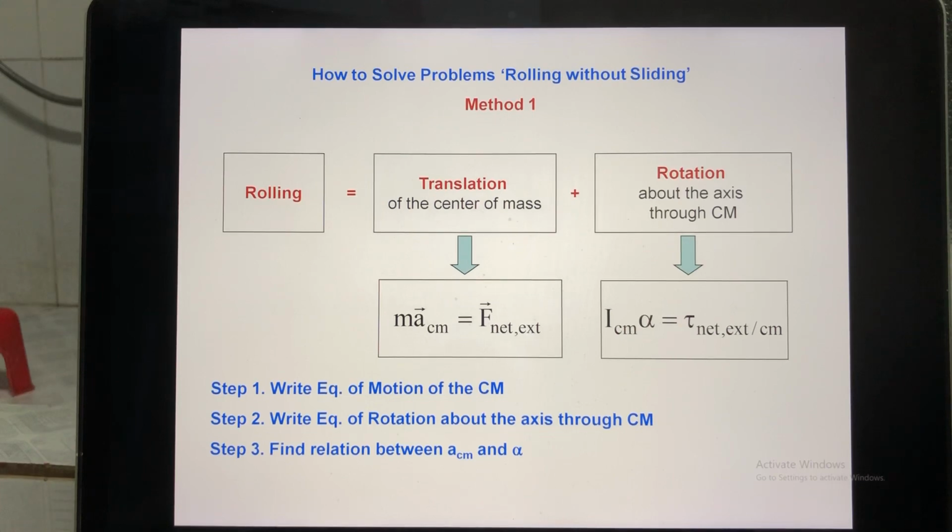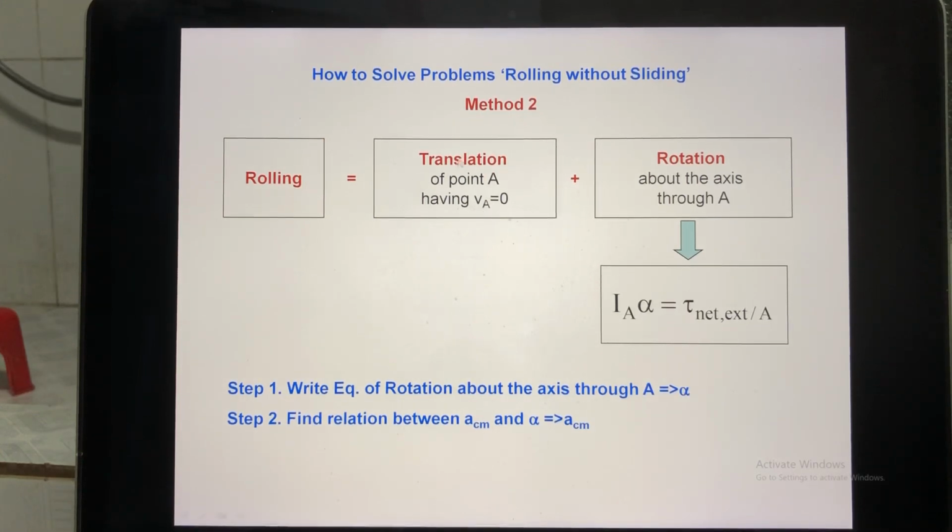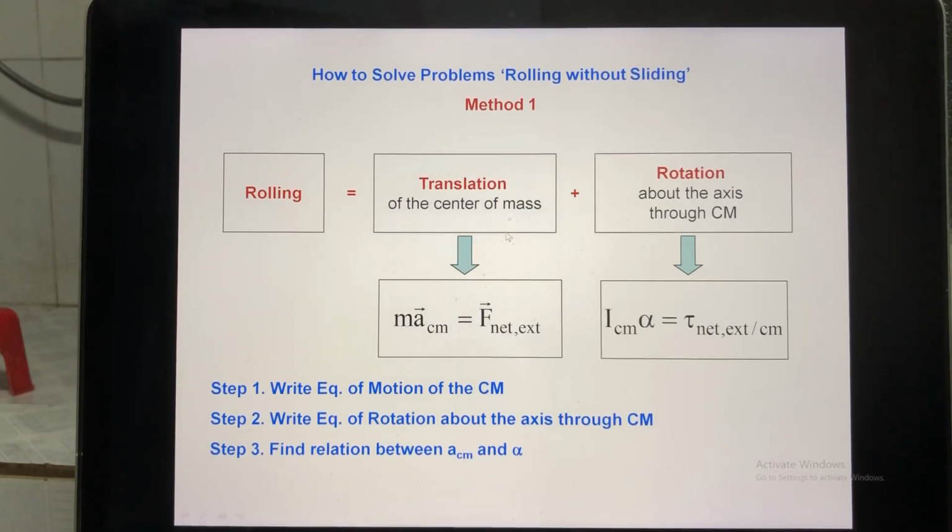So if you have 3 steps, you have 3 equations, so you have 3 unknowns. The next method, in this case, the translation of the point A having VA equals 0, so you focus only on rotation. So in that case, you apply this formula. Okay. In this video, I just show you the example for the first method only.